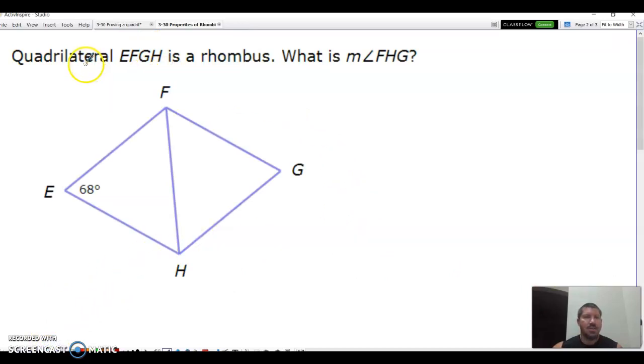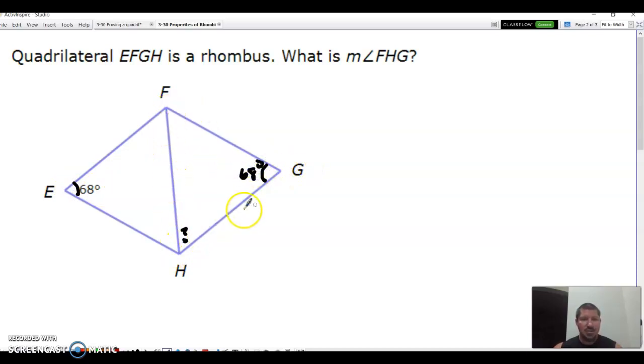Alright, so it says a quadrilateral EFGH is a rhombus. What is the measure of angle FHG? So I want to find this angle here. Well, one property of parallelograms says that opposite angles are congruent. So this is going to be 68 degrees.